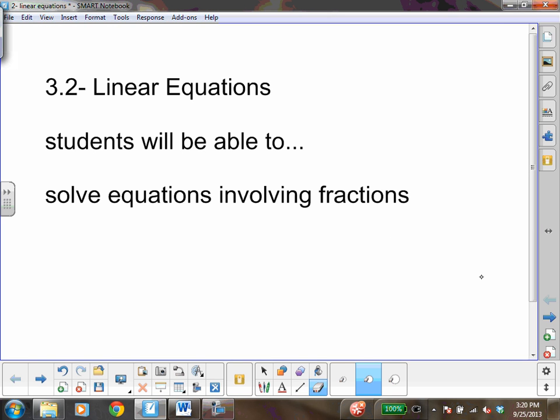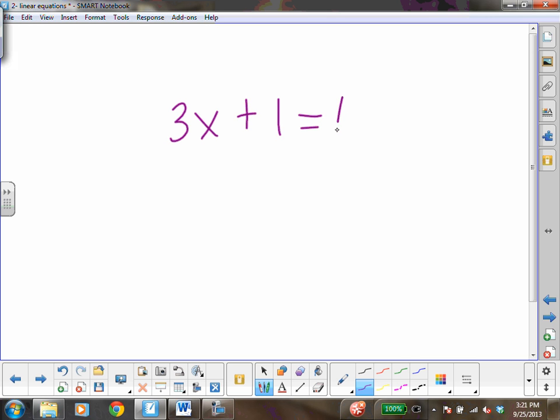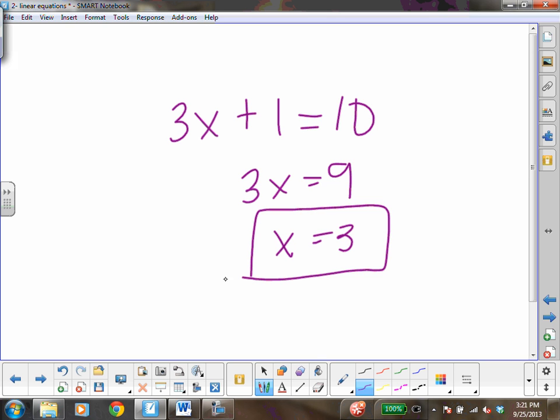Alright class, today we're studying section 3.2. We are going to be able to solve equations involving fractions. We're going to be dealing with linear equations, or equations that have one solution, which is probably a more specific way of saying it. When we think of linear equations, we often think of a situation like this, where we subtract 1 and end up with 3x equals 9, and divide by 3, so x equals 3.